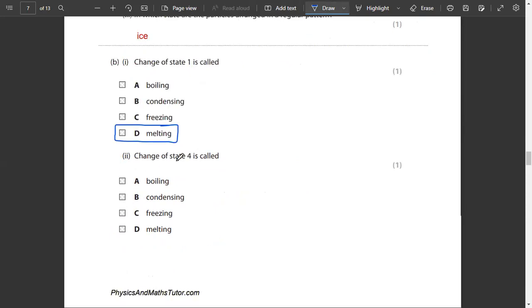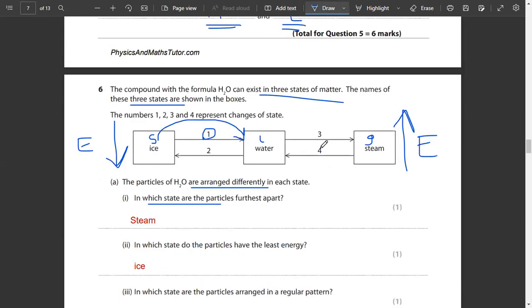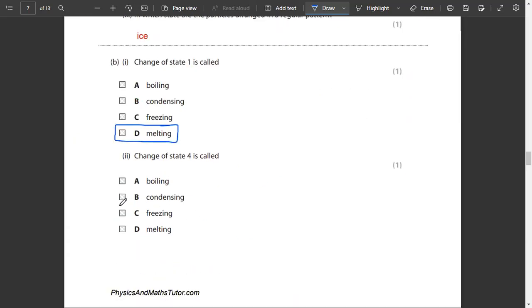Change of state 4 is called state 4, क्या है? This is from gas to liquid. Gas to liquid क्या होता है? That is known as condensation.